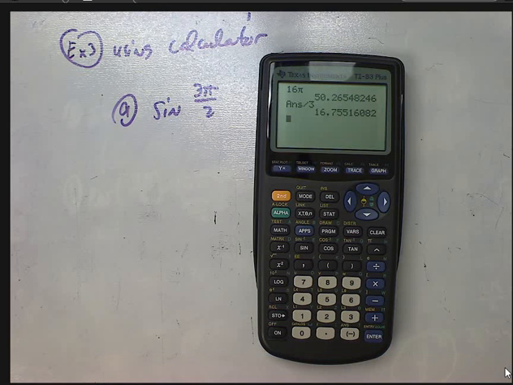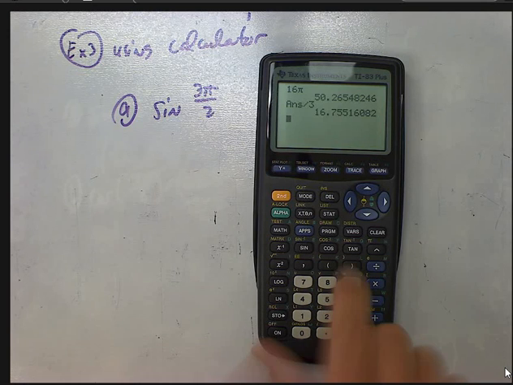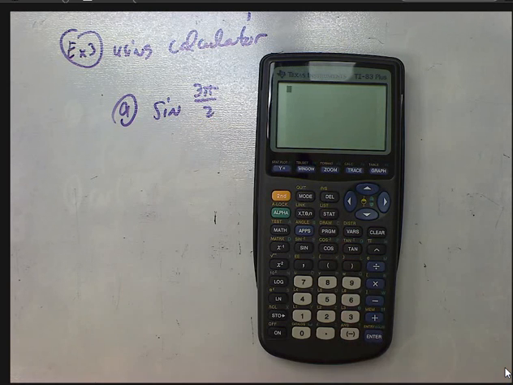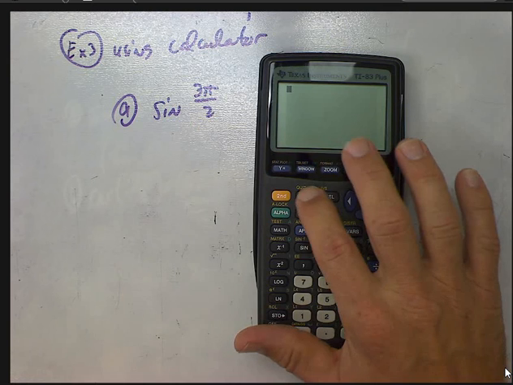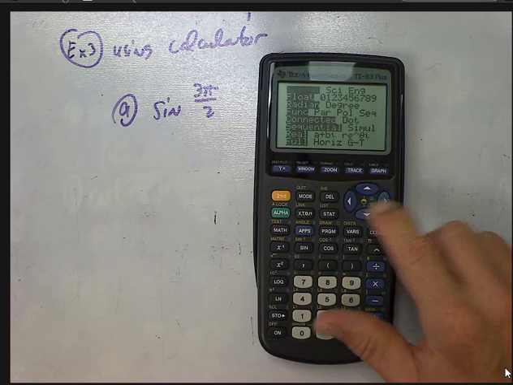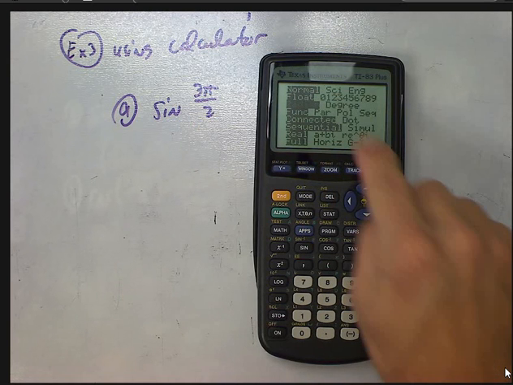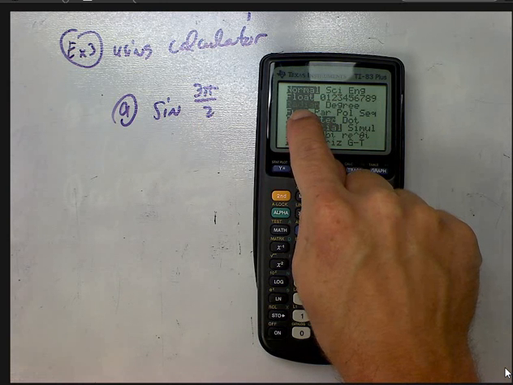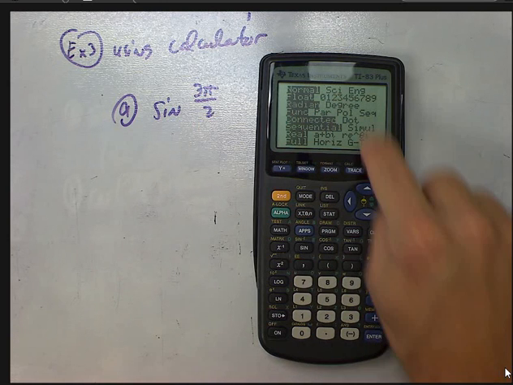Okay, for example 3, it wants us to use our calculator to evaluate the sine of 3 pi over 2. To do this, the first thing I have to do is notice that this number is in radians. 3 pi over 2 is a radian measure. So I go on my calculator to mode, and I arrow down. Notice that radians is highlighted. So that means if I type something in, I'm good. If I wanted it in degrees, I would change it over to degrees right here.